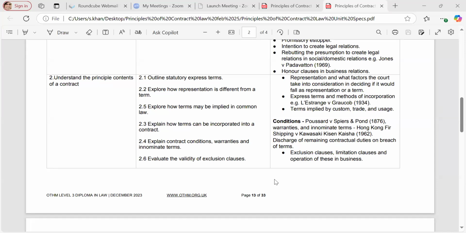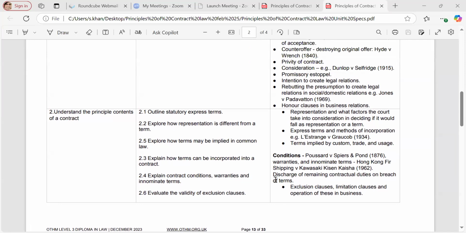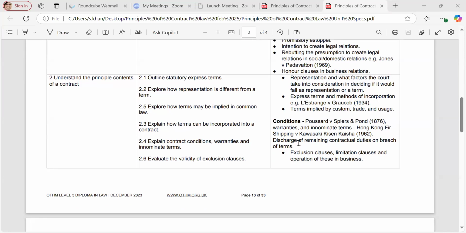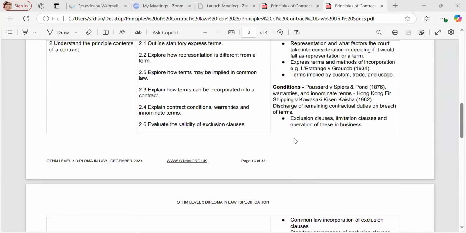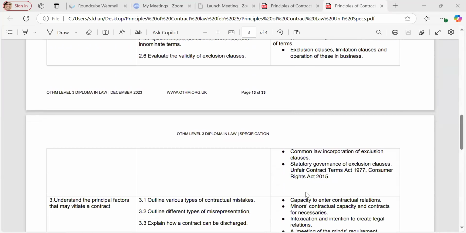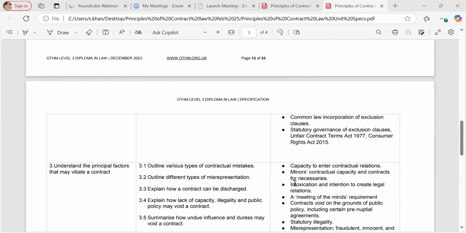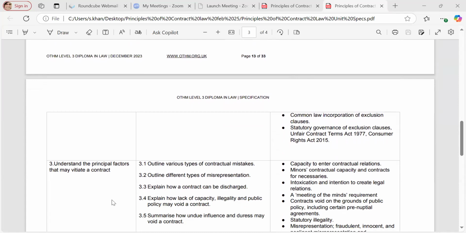And the indicative content for that will be looking at representation and what factors the court take into consideration, express terms, methods of incorporation, and terms implied by custom, trade, and usage. We look at conditions with reference to case law, and also look at common law incorporation of exclusion clauses and statutory governance. And we look at the Unfair Contract Terms Act and the Consumer Rights Act as well.